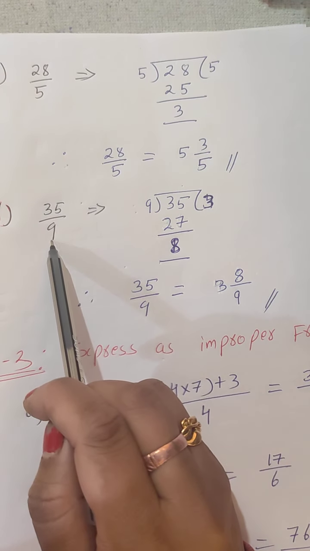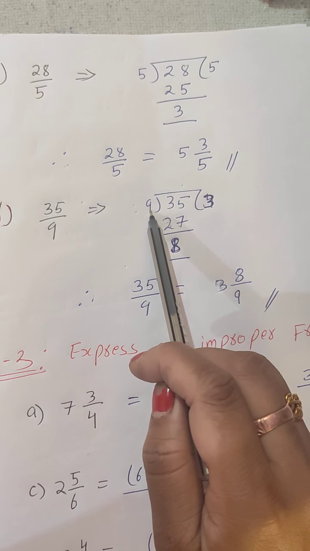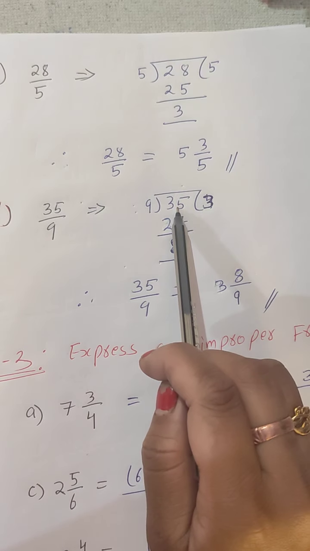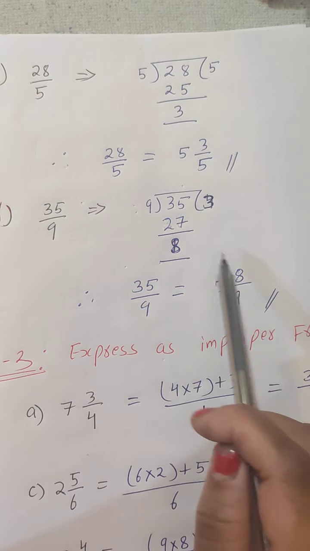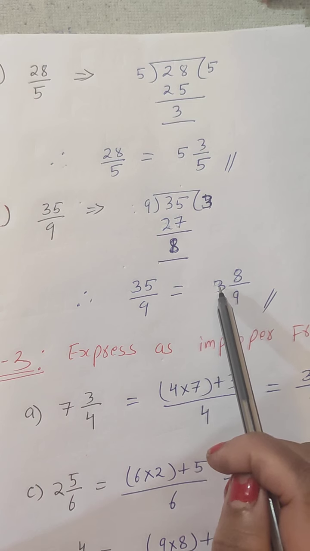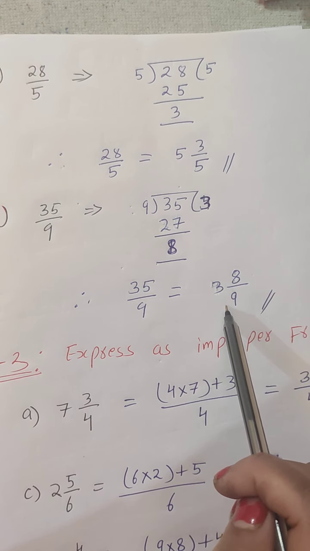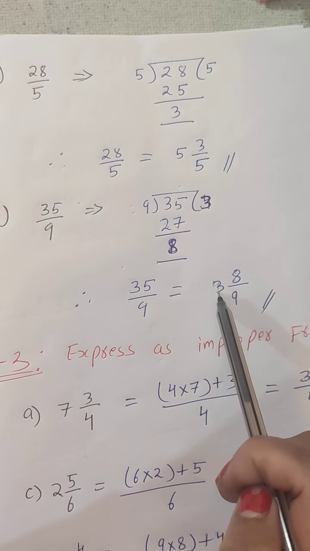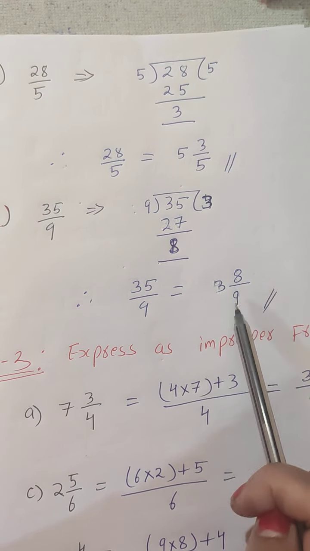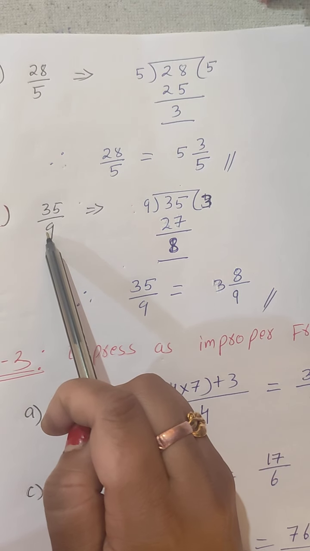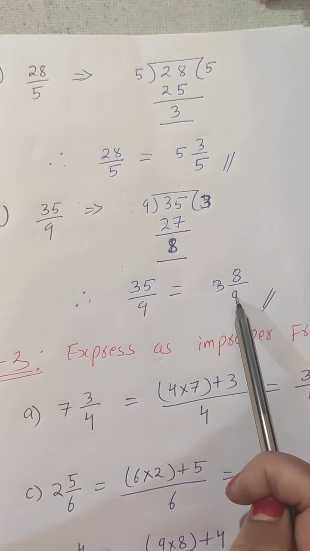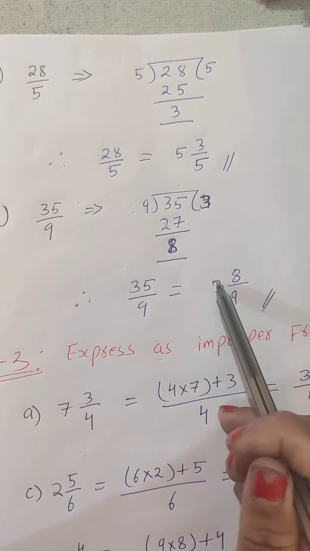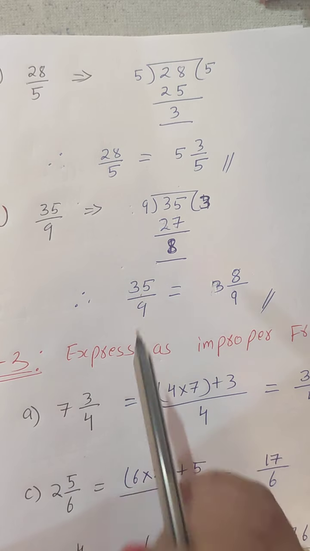Similarly 35 by 9. 35 is divided by 9. 9 3s are 27. Okay, 9 4s are 36. So it is greater. You cannot take 4. So the remainder is 8 and the quotient is 3. So it will be 3 and 8 by 9. One thing I will tell you to remember: the quotient can be written over here, the remainder will come here, and the denominator will remain the same as whatever is given in the question. The denominator will remain 9. And how you can cross check: 9 3s are 27, and 27 plus 8 will give you 35.